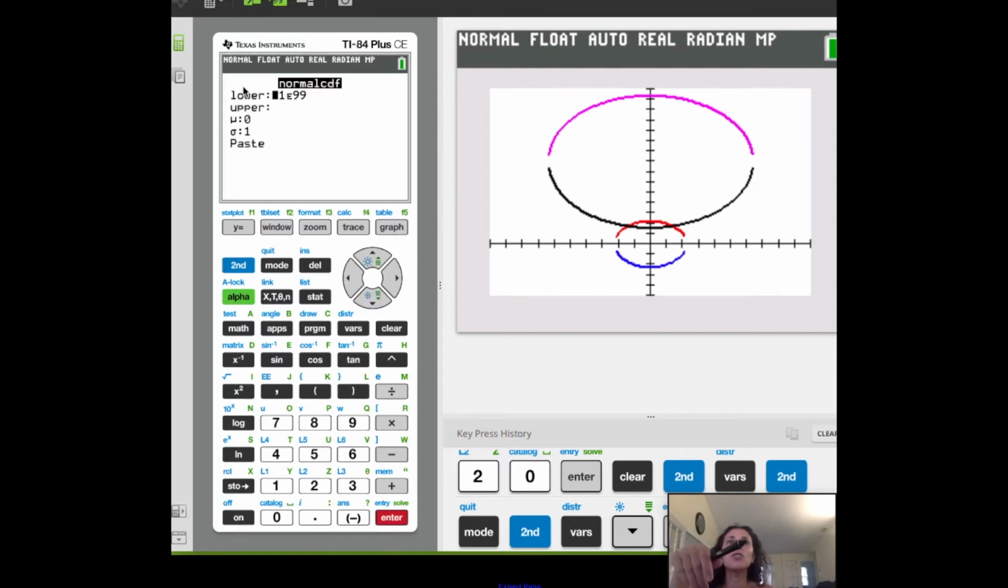And then it's going to ask you lower, upper. You see it already has the mean equal to 0 and the standard deviation equal to 1. If that were not there, then I would have to put that there because I know it's a standard normal distribution curve. Lower and upper. So what is the lower bound?